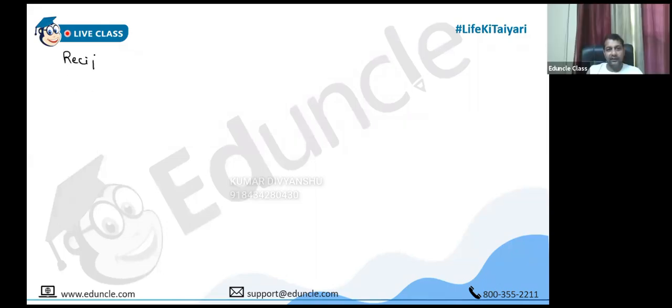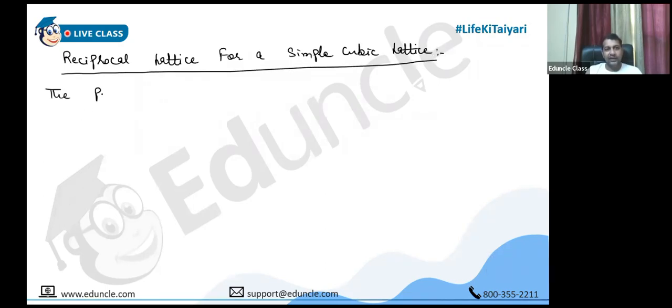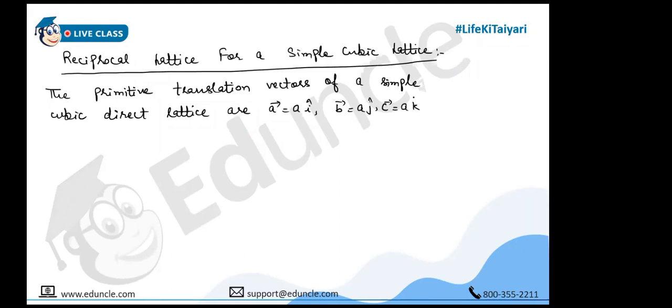So you can write the heading: reciprocal lattice for a simple cubic lattice. Now, what are the direct lattice vectors for simple cubic? Atoms are at the corners only, and each edge is equal to a. So what are the primitive translational vectors? They are a i cap, a j cap, and a k cap, because all the edges are equal to a.